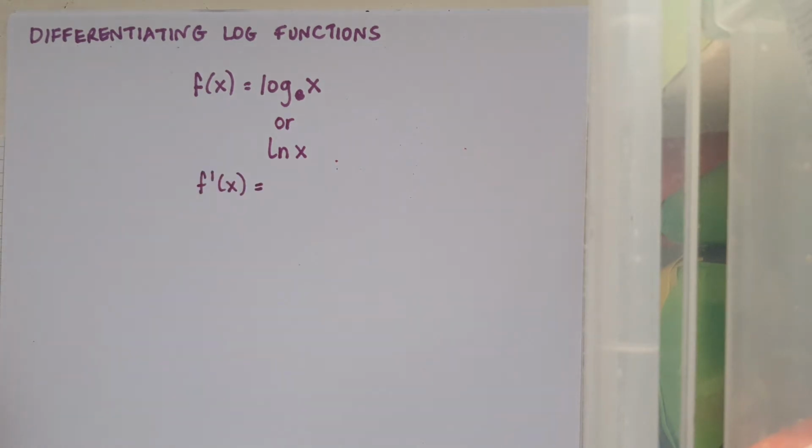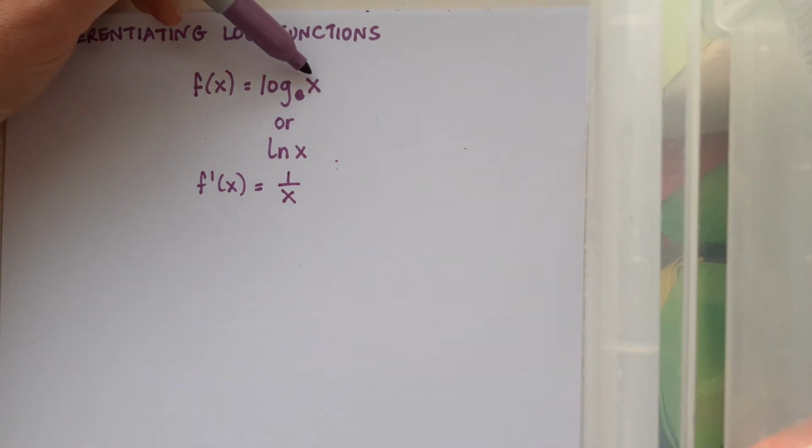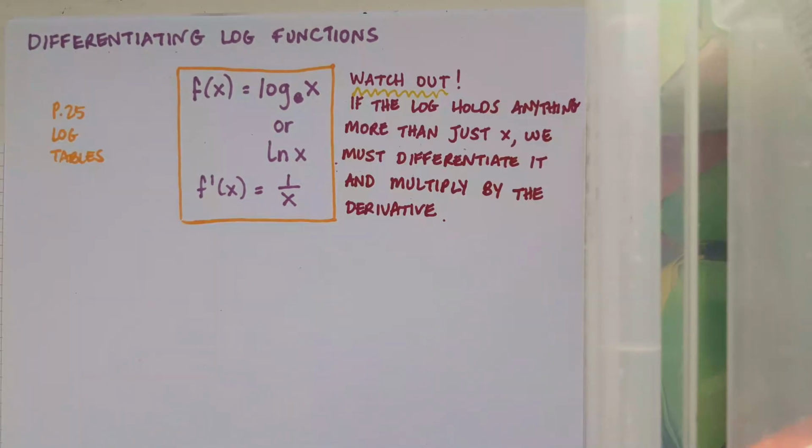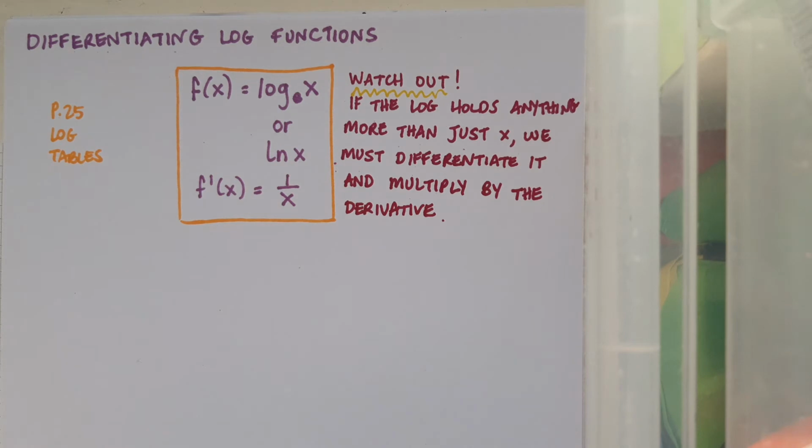If we go to the log tables on page 25, we'll see that the general rule for differentiating a natural log, when it's just the natural log of x, is to just write down 1 over x. But again, just like with the exponential function, I need to be careful here. If I have anything more than x in the log, I'm going to have to differentiate that and multiply it on the end. So just like in the previous video, we can get this rule on page 25 in the log tables, but we must watch out. If the log holds anything more than just x, we must differentiate it and multiply by the derivative.